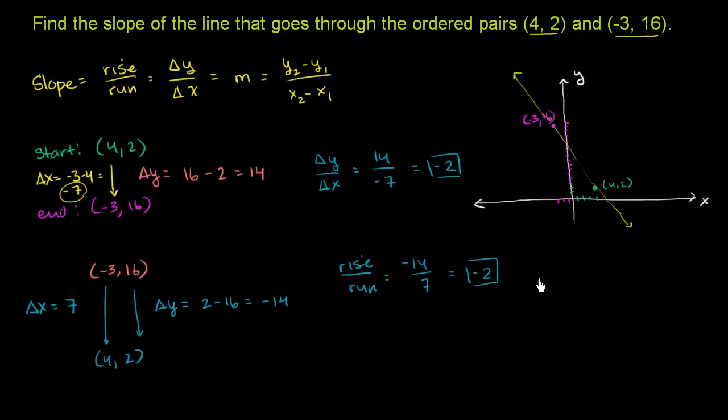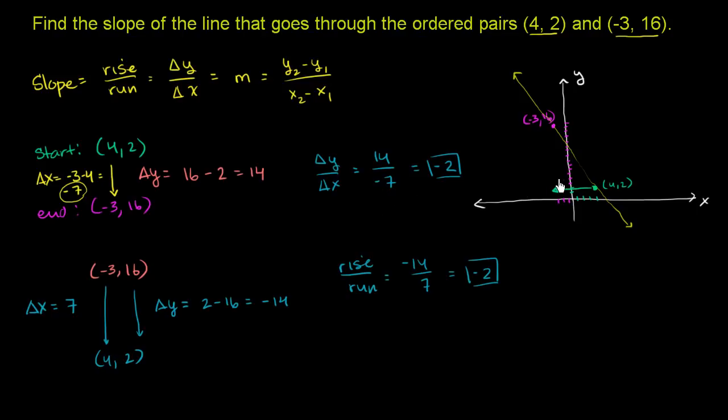And just to visualize our change in x's and our change in y's that we dealt with here, when we started at 4 comma 2 and ended at negative 3 comma 16, that was analogous to starting here and ending over there. And we said our change in x was negative 7. We had to move back. Our run, we had to move in the left direction by 7. That's why it was negative 7.